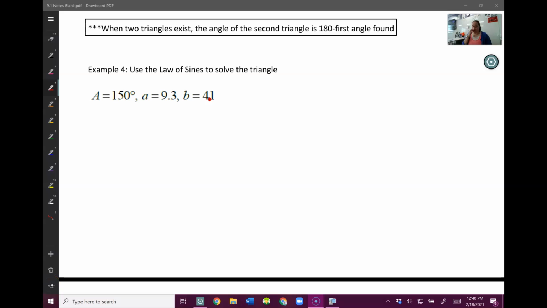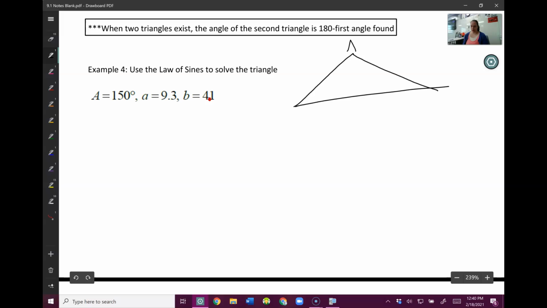Last example of the law of sines. And in this one, we actually need to start by sketching a triangle of our own. So we're going to start here. Draw a triangle out. Call this one A, B, and C.